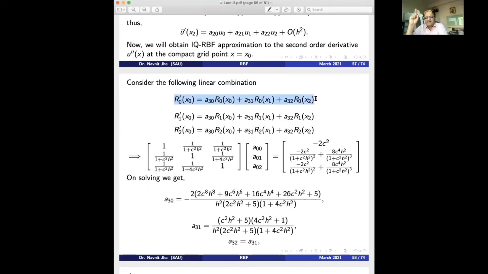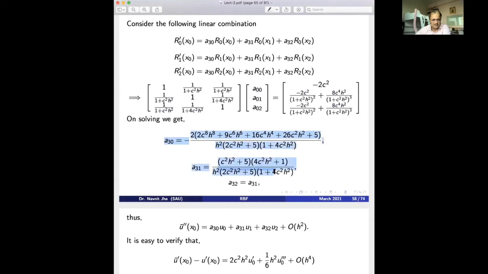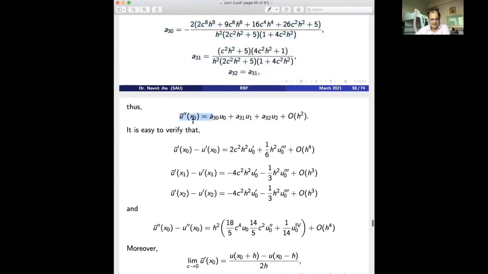Solve it at x equal to x naught. You will have three linear equations that can be solved. Here also, please note that it is A30, A31, A32. Here this value is written correctly. You will get this one. So this is again coming out to be a second order approximation.